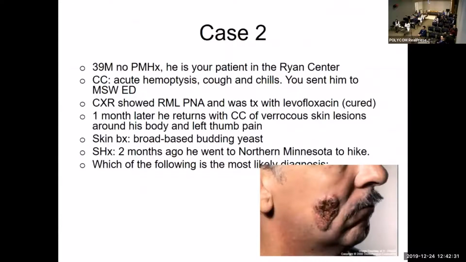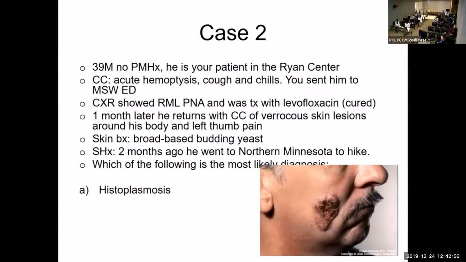After that, 1 month later, he returns with a chief complaint of a verrucous, ulcerated lesion on his face and around his body. He's also complaining of left thumb pain. They do a skin biopsy: broad-based budding yeast. His only social history is that he went to Minnesota to hike 2 months ago. Which of the following is the most likely diagnosis in this case?